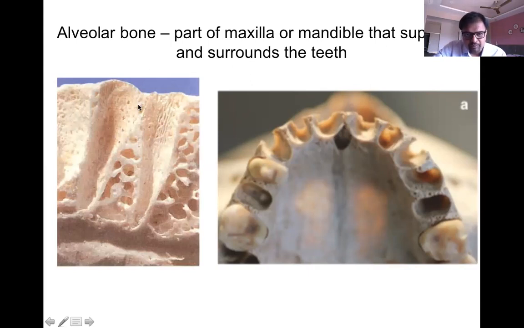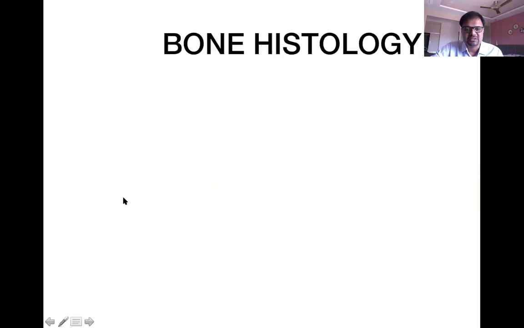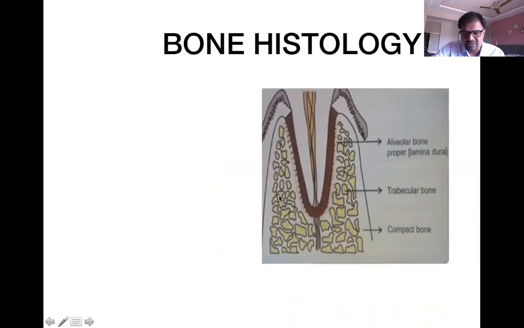This is the outer peripheral bone. And then this part of bone, which is present between the two cortices, is known as the cancellous bone. So that's what we have. This is what we call the cancellous bone. The outer bone here is compact or cortical. In between is cancellous, and this is the alveolar bone proper.